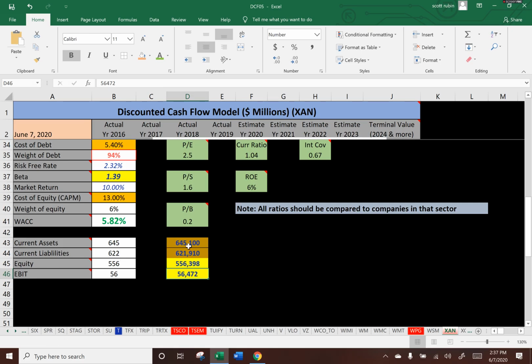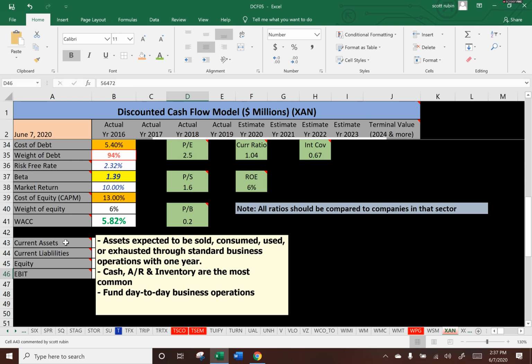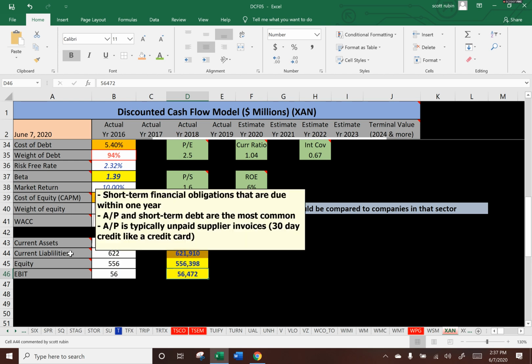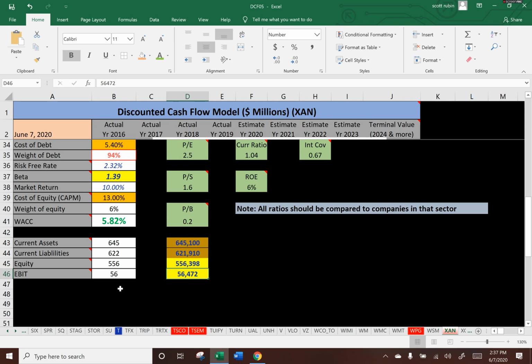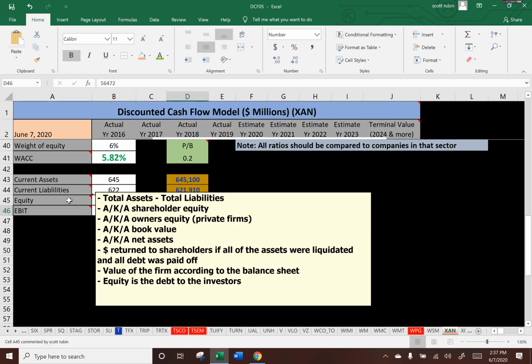And current assets of 645 million. That's just their cash, accounts receivable, and inventory. They don't have inventory, so it's pretty much mostly cash and some investments. The current liabilities is the debt, the short-term debt, because I don't think they have any payables. That's 621 million. The equity is on the balance sheet. That's the total assets minus total liabilities. So it's like the value of the firm according to the balance sheet.